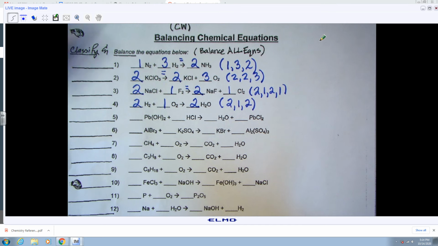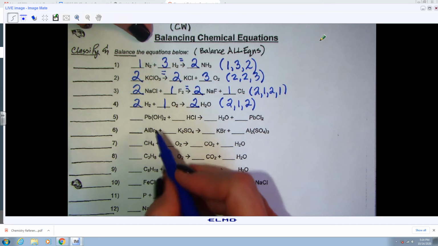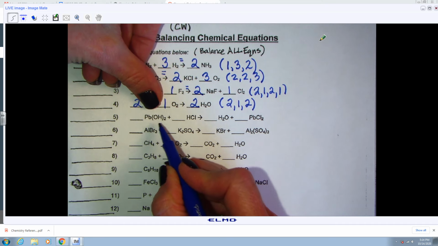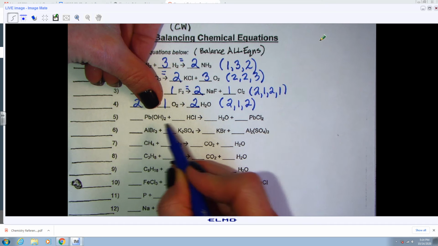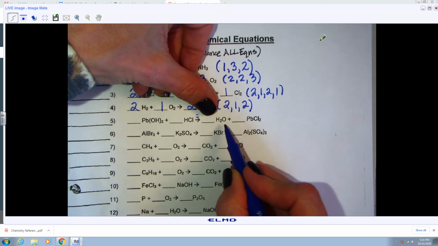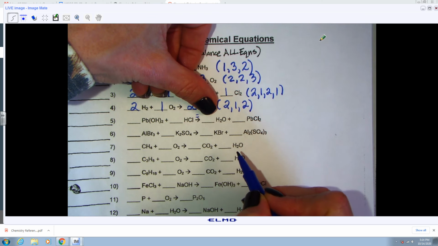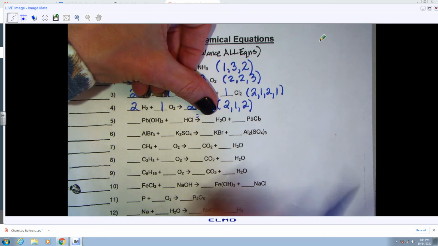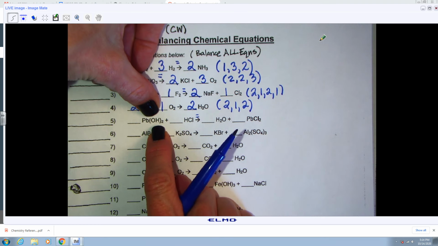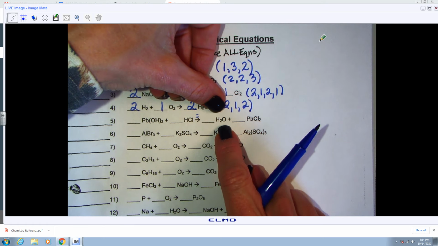All right, so I'm going to share with you another little trick. Now, this trick really only works whenever you see the particular situation that we have happening on number 5. Notice in this compound, I have the hydroxide ion showing up in the lead 2 hydroxide. Now, on the other side of my yield sign, notice there's a water molecule. So the little tip that I'm going to show you right here is only helpful when you have a compound on one side that contains a hydroxide, and on the other side, you see a water molecule.